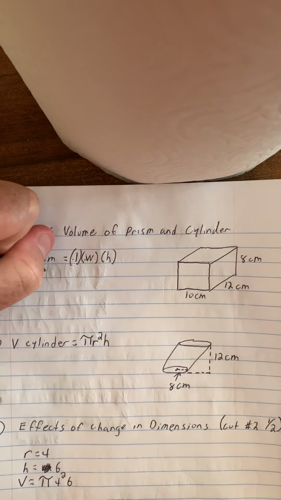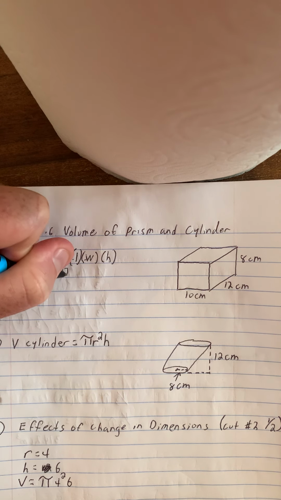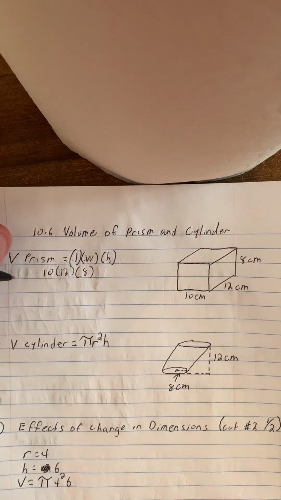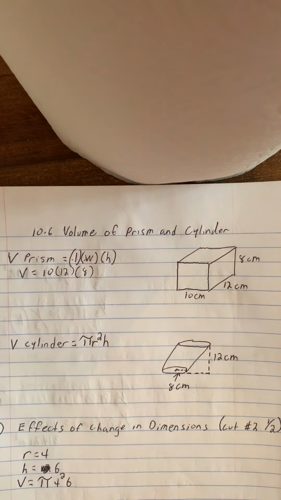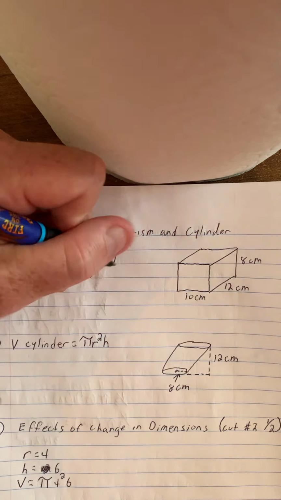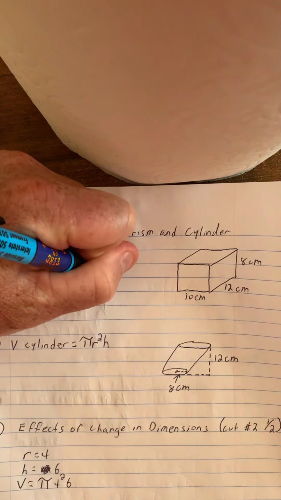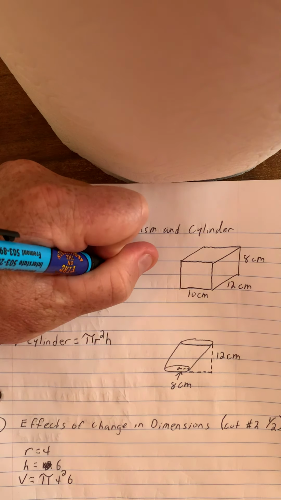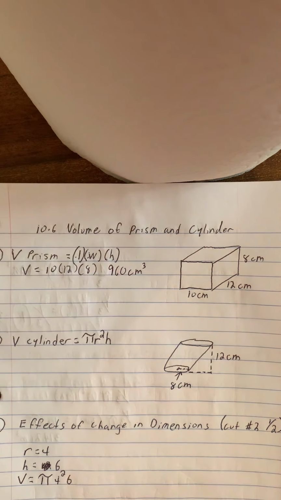So we're going to go 10, 12, 8. So the volume of the prism, very simple. 10 times 12 times 8, we're going 960, all calculator business, cm³. Okay, all things cubed in the world of volume.